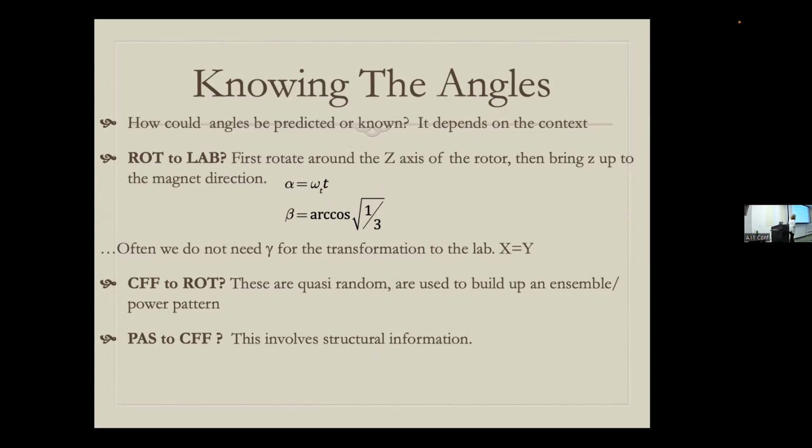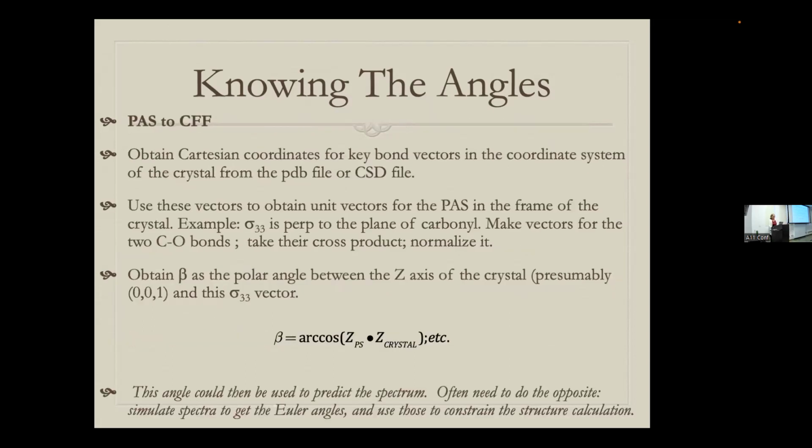The crystal fixed frame to the rotor, I told you already, those are quasi-random. You get to just pick random stuff and build up a powder pattern. So that's not that interesting. But the PAS to the CFF, there's a right answer, and there's only one right answer. You have crystal axes ABC that the crystallographer can tell you about, get from a database. How do you know how the principal axes of your interaction relate to the crystal axes ABC? And when you do simulations in general, that's going to appear in your simulation and you have to get it right. So you get Cartesian coordinates for the key bond vectors in your functional group.